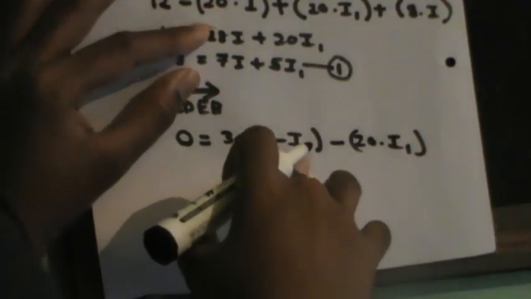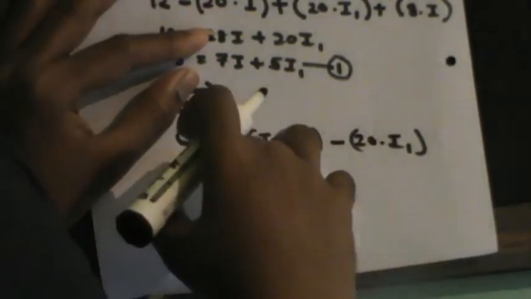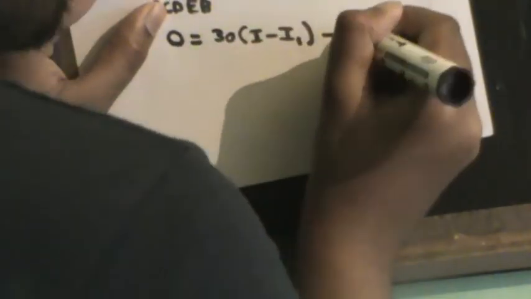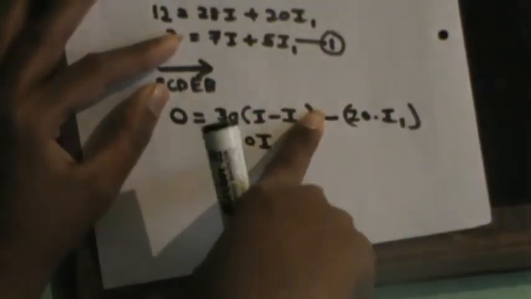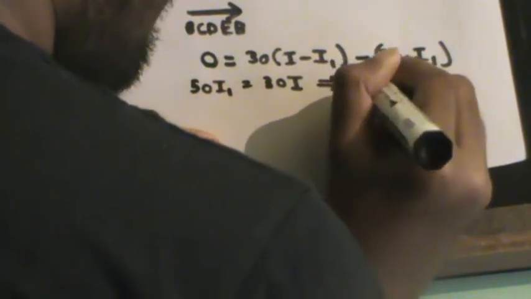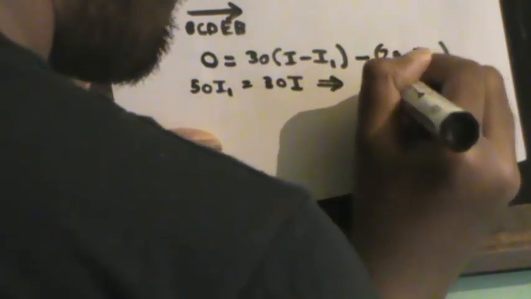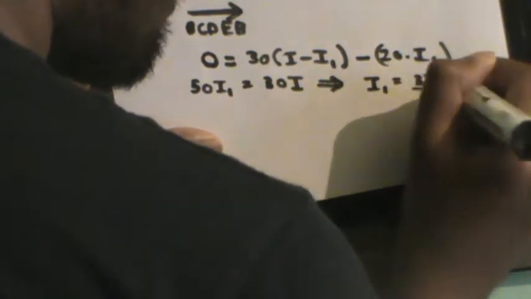Alright, so here is 30i, here is minus 30i1, here is minus 20i1, so that will be 30i minus 50i1. I will take 50i1 to this side, and you can solve that and say I1 is equal to 3i by 5. So this is equation 2. You can substitute from 2 into 1 to find the value of I, and then you can find the value of I1.